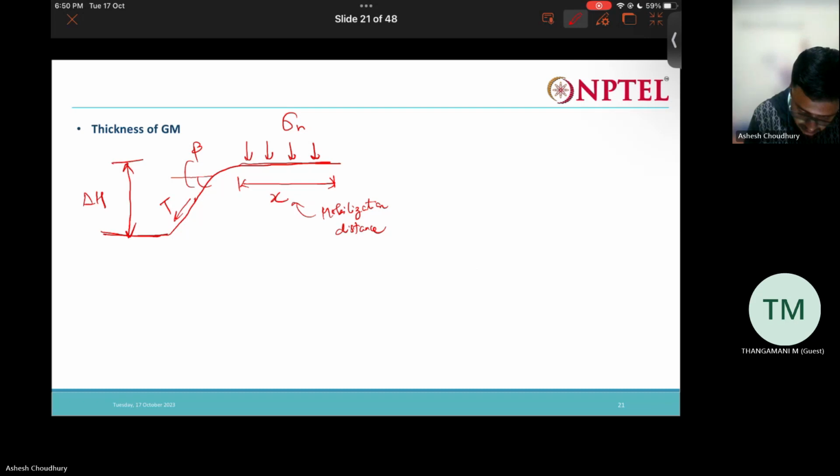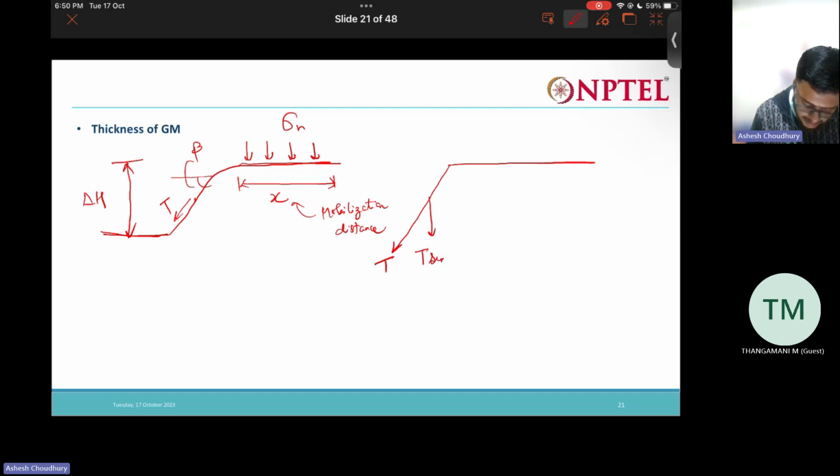So we have this tension T. This is T sine beta, T cos beta, right? This much normal stress is acting. Okay.